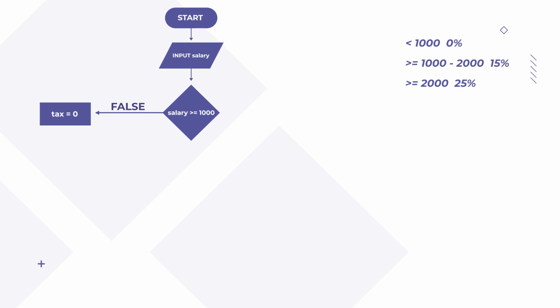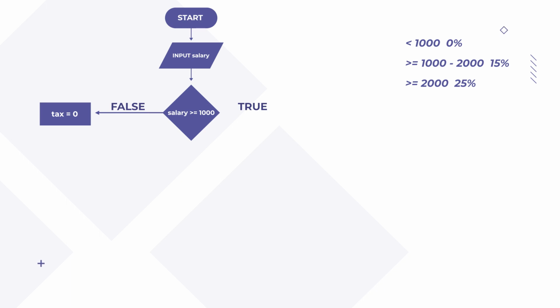Now, when the condition is true, how much tax should we calculate, 15% or 25%? My friends, we cannot make the decision yet, because this condition can be true for 1500. If the salary is 1500, this condition will be true because 1500 is greater than 1000, and for 1500 we have to calculate the tax at 15%. But this condition will be true for 10,000 as well. For 10,000 the condition is still true, but we cannot calculate the tax at 15%. For 10,000, we have to calculate 25% tax.